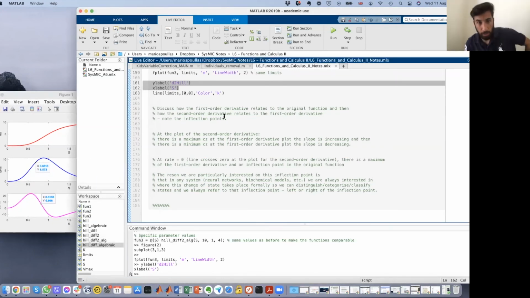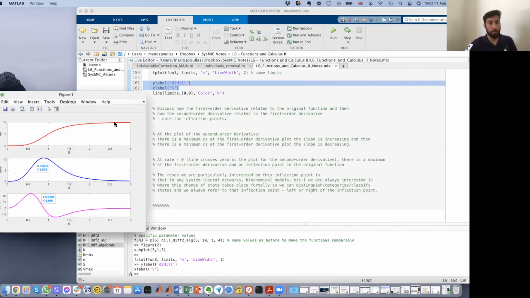So yeah, we need to discuss how the first order derivative relates to the original. We already did that. We said that this is the slope of the original. And we also need to discuss how the second derivative relates to the first order derivative, with a note on the inflection points. That's what we did, but let's see it again here.